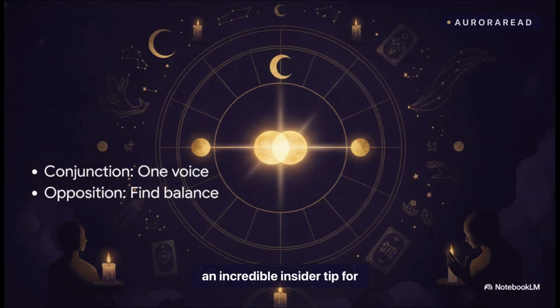And here is an incredible insider tip for you. Always look for the tightest, most exact angles first. If two planets are almost exactly at a 90-degree square, that relationship is going to speak much louder and be a far more defining plot point than an aspect that is barely in range.